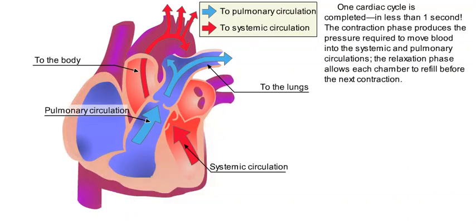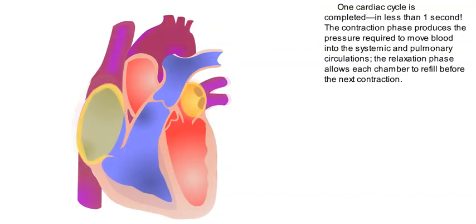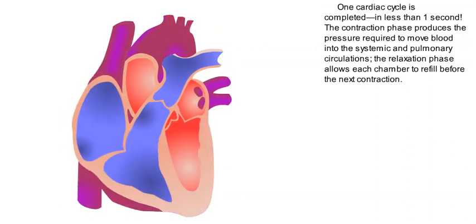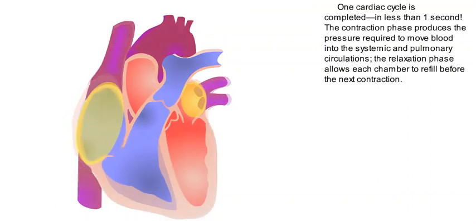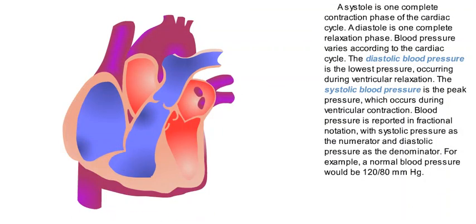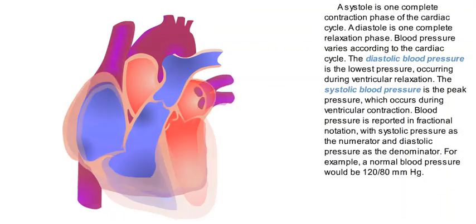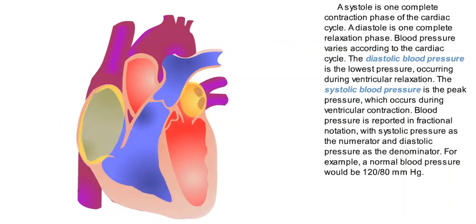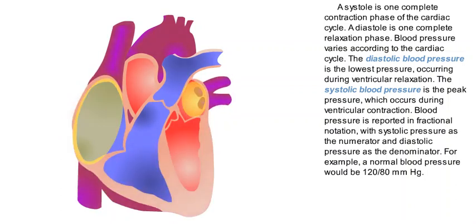The contraction phase produces the pressure required to move blood into the systemic and pulmonary circulations. The relaxation phase allows each chamber to refill before the next contraction. A systole is one complete contraction phase of the cardiac cycle. A diastole is one complete relaxation phase.